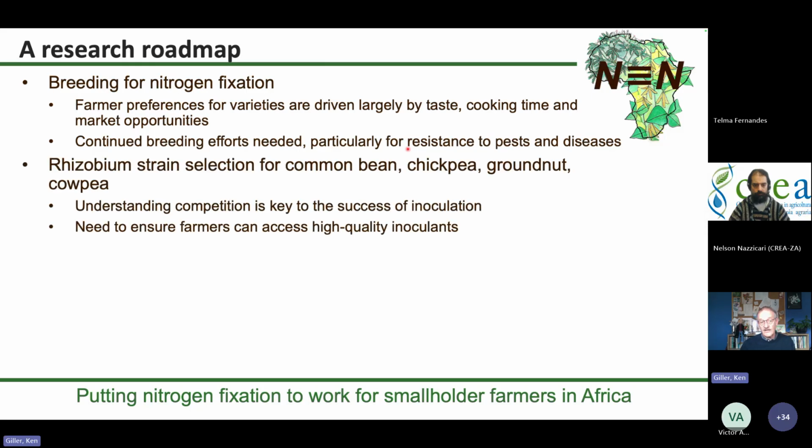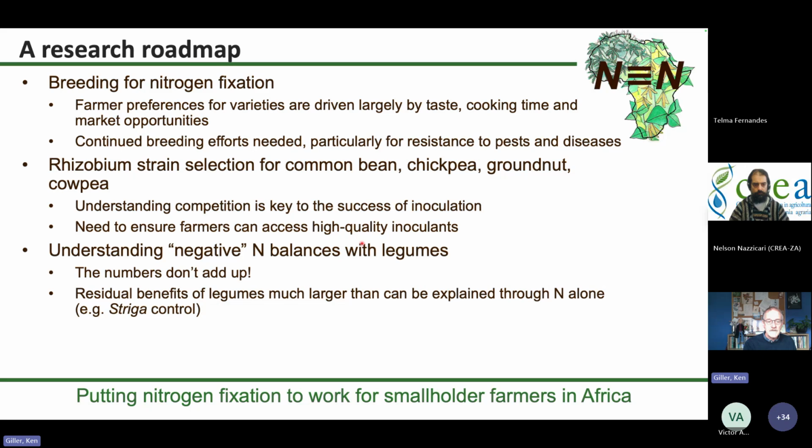We need to understand competition more. So competition with local strains is the key to success for inoculation, and particularly need to ensure farmers can access high quality inoculants. So further work on rhizobium strain screening, particularly for legumes like common bean, chickpea, groundnut, and cowpea.